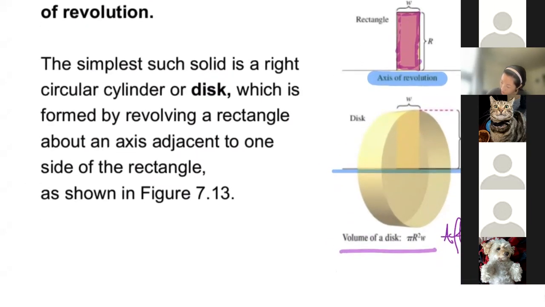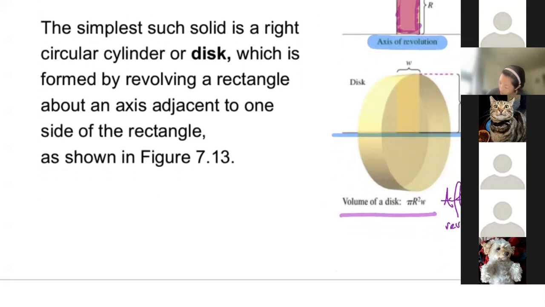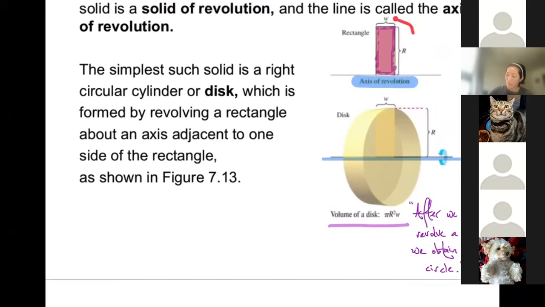After we revolve a line, we obtain a circle. Okay, so this rectangle, remember we've been drawing our rectangles super, super skinny. So they've been like a line, okay? But when we take this line and we revolve or rotate this around an axis, we actually end up with a circle, okay?